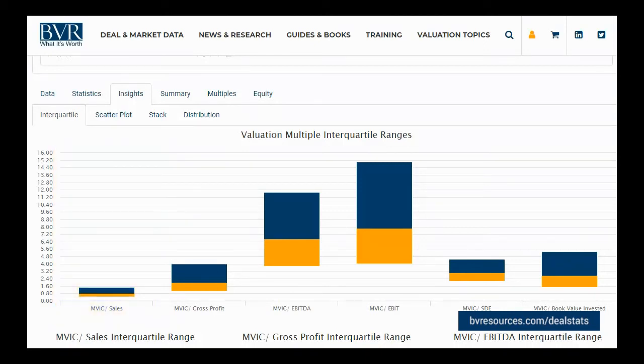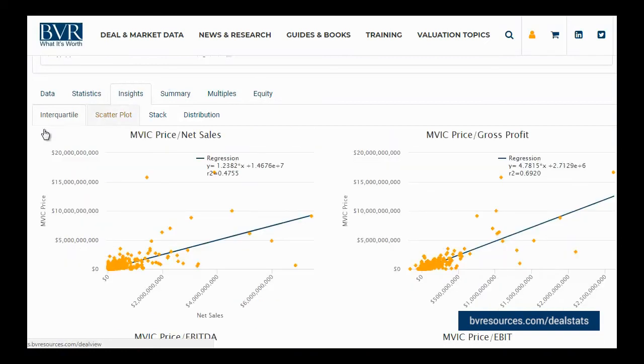Moving on to the scatterplot section, we can observe scatterplots around the valuation multiples of our selected comparables. This section allows us to understand the relationships between the independent and dependent variables. Each scatterplot comes with a regression equation and R-squared that helps us better understand the relationships.